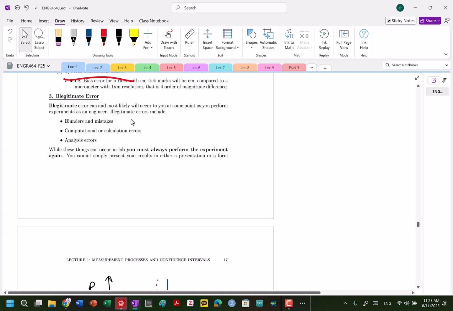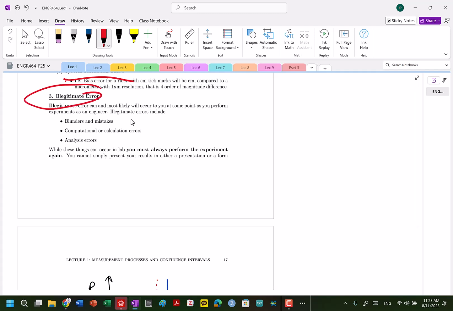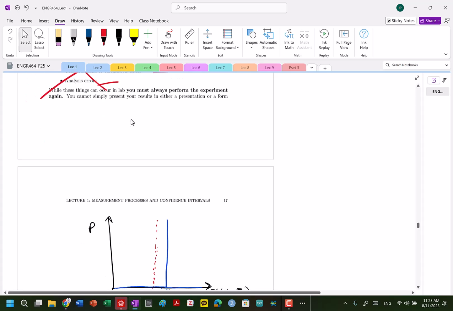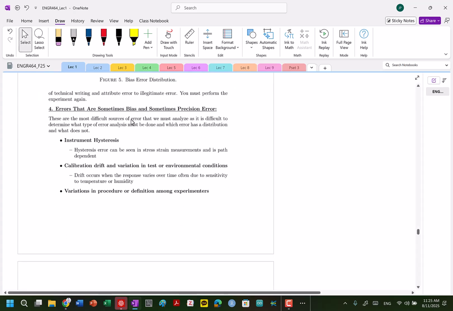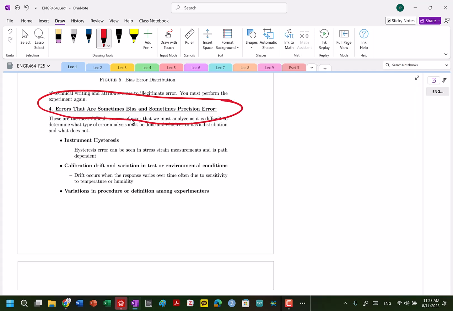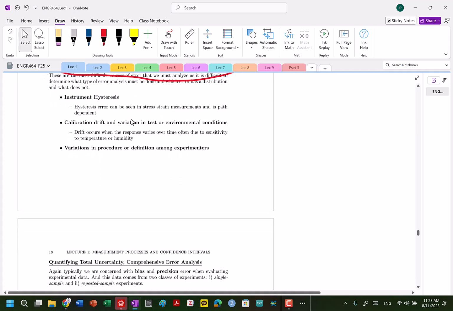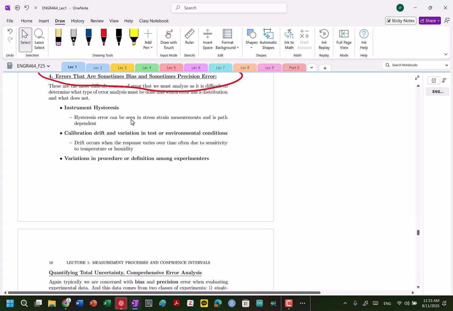So bias error and precision error are the key sources of error that we are going to analyze. Illegitimate error is another type of error. When you make a mistake during an experiment, when you make a calculation error, or when you do an analysis incorrectly, these are not errors you will ever discuss in a lab report. You must redo the experiment if you have any type of illegitimate error. Those should not be reported. You have to do the experiment again. There are also errors that can be sometimes bias and sometimes precision. It's kind of a philosophical argument about which is which. But as long as you perform the analysis consistently and you discuss that, you should be in good shape.